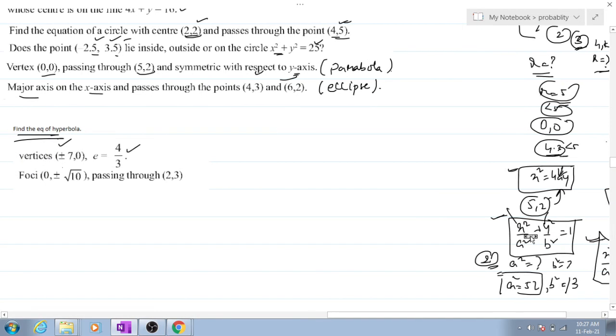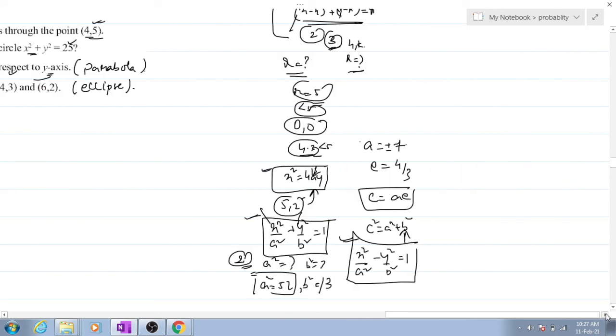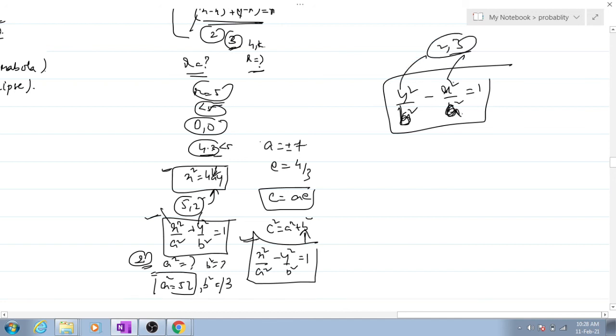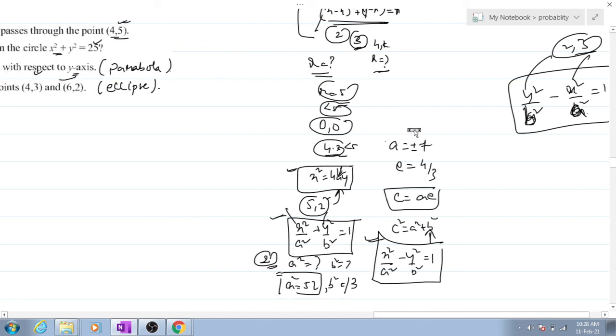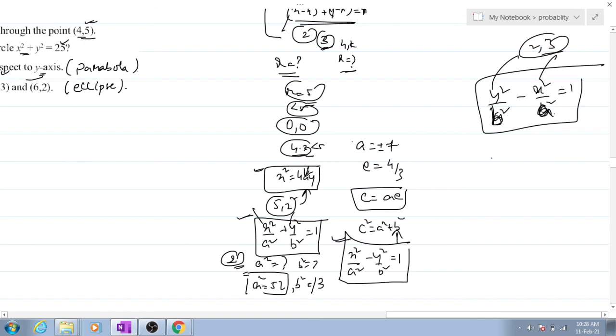Now seventh question, foci are on the y-axis, so this is a vertical hyperbola and it passes through that point. So for a vertical hyperbola we know y square by a square minus x square by b square is equal to 1. Then you substitute the value for that point, 2, 3 given here, and you will get one equation in terms of a and b. And this c has been given to you as root 10, c square is 10. So a square plus b square is equal to 10. You have two equations, two variables, solve for a square and b square and get the answer.